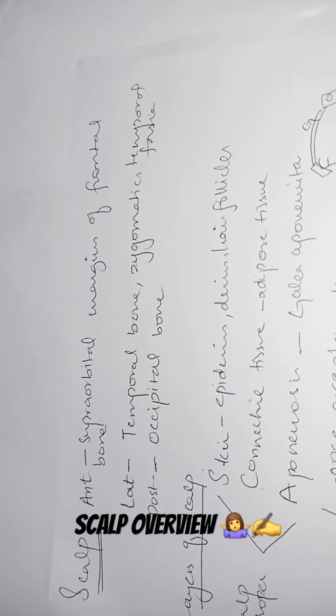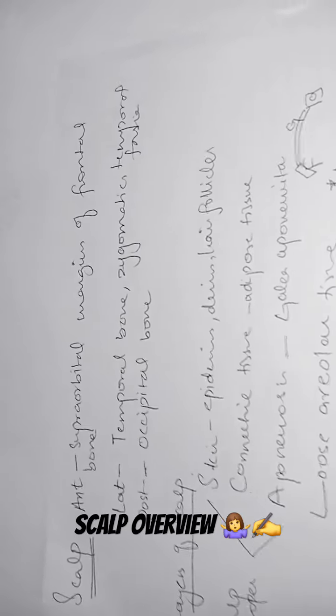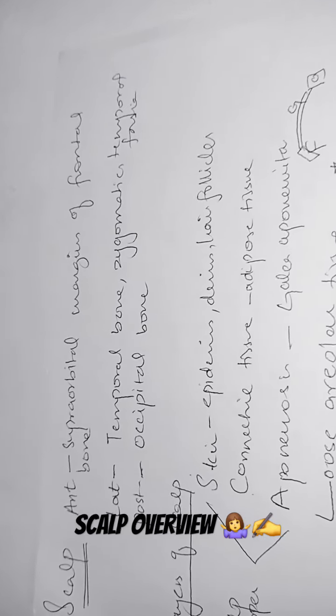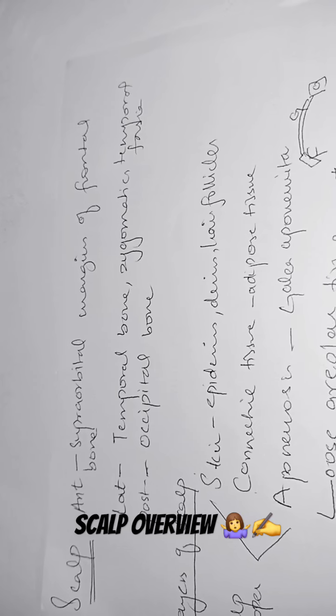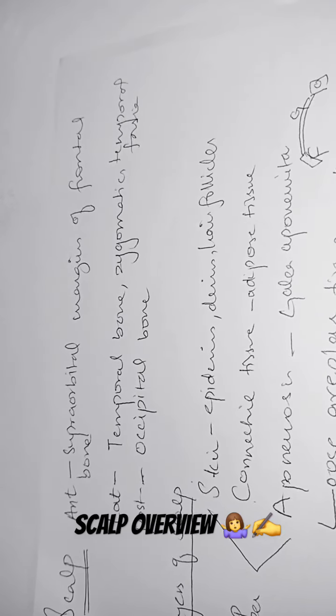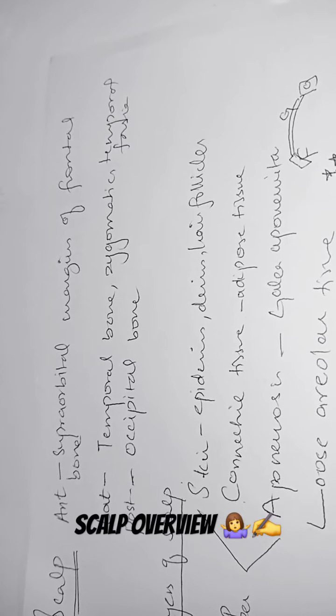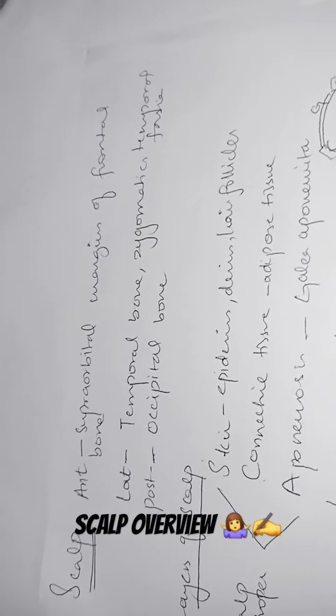Okay, guys, today I'm gonna tell you about Scalp. It's gonna be a very brief overview. We'll start off with the boundaries. Anteriorly, it is bounded by the supraorbital margins of the frontal bone. Laterally, we have the temporal bone, zygomatic bone, and temporal fascia. Posteriorly, it is bounded by the occipital bone.